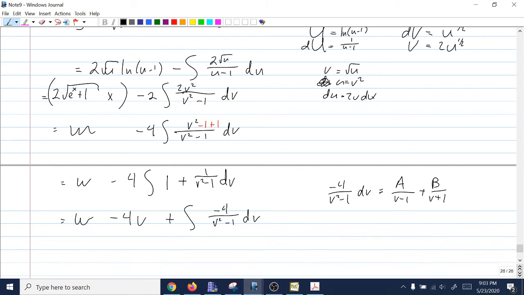Multiplied by v minus 1. I guess I should write out the FOILed version here for the cover-up method to work. V minus 1, v plus 1. Multiply by v minus 1, plug in 1. A is negative 4 over 2. A is negative 2. Multiply by v plus 1, plug in negative 1. Get negative 4 over negative 2. B is positive 2.